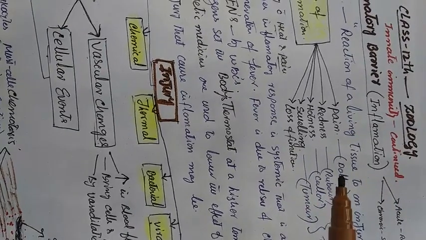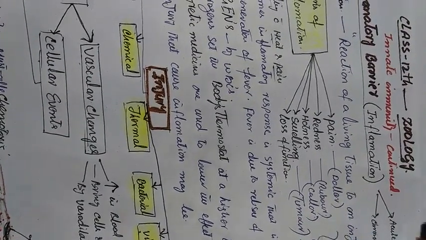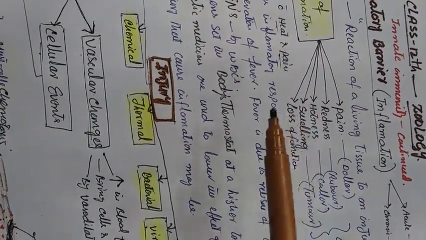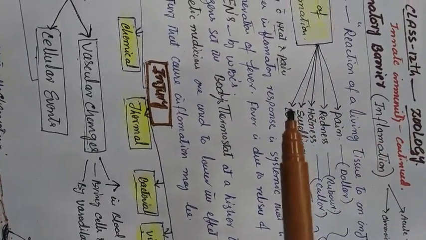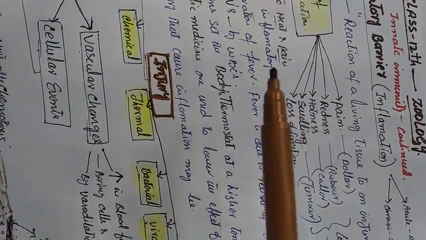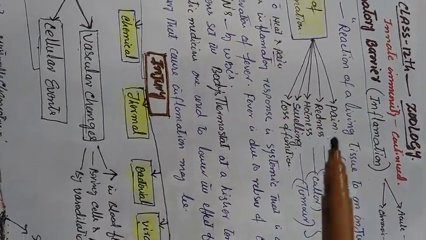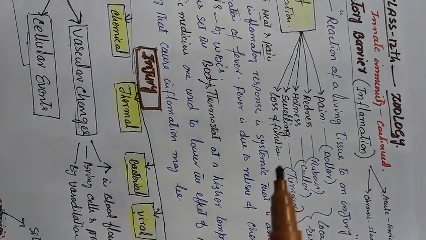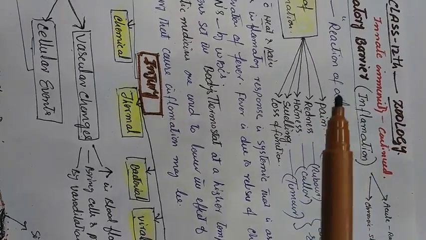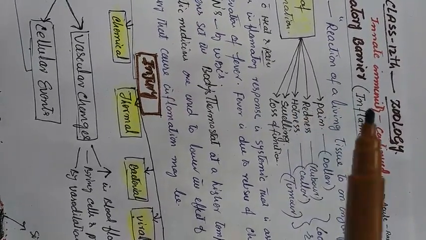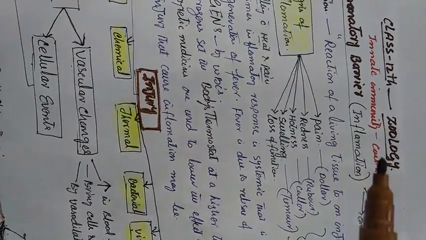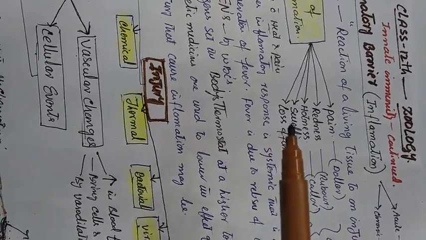This fever is basically due to the release of chemicals called pyrogens by leukocytes, or what we call white blood cells. These pyrogens secreted by the leukocytes set the body's thermostat at a high temperature. That is why sometimes doctors prescribe antipyretic medicine like paracetamol to lower the effects of these pyrogens.